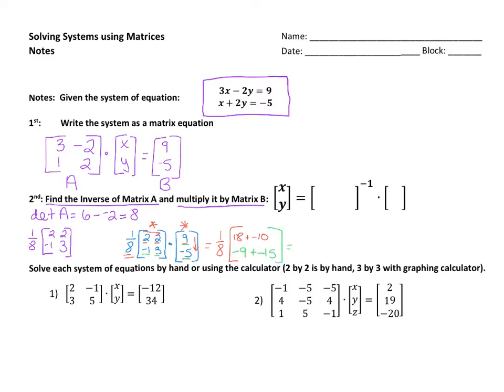Now, when I combine those, I'm going to have this 1/8 still out in front, times 8 over -24. Now, when I multiply by 1/8, well, 1/8 of 8 is 1, and 1/8 of -24 is -3. So my final answer is that x is 1 and y is -3.